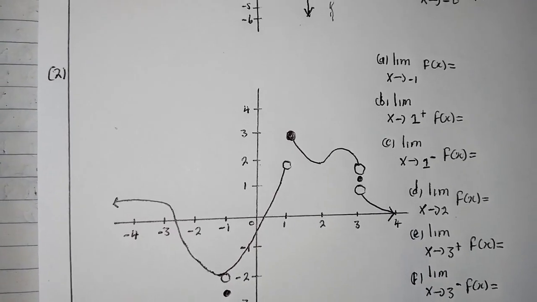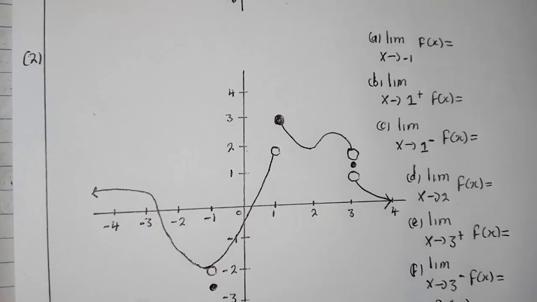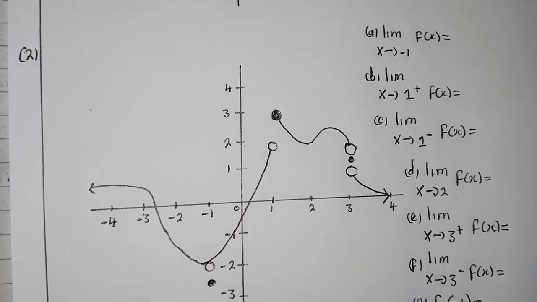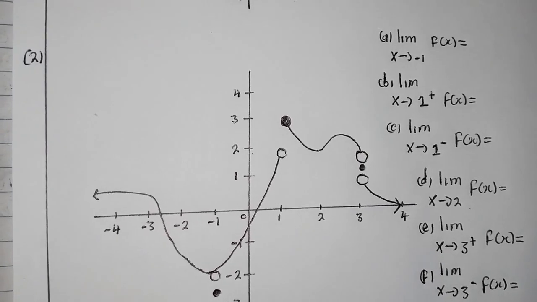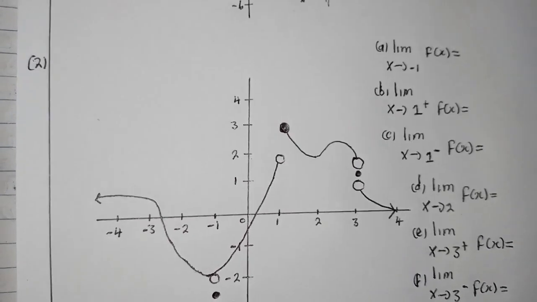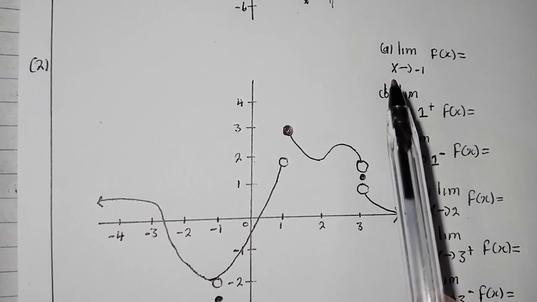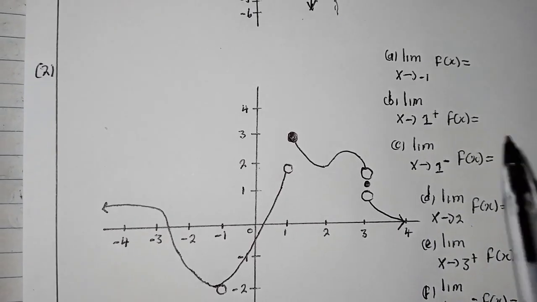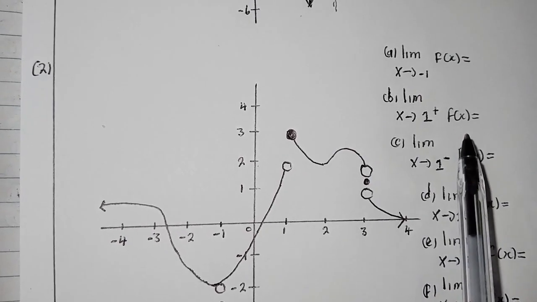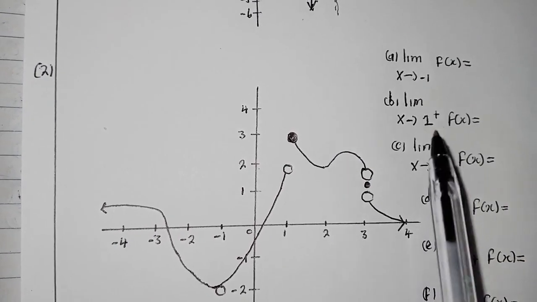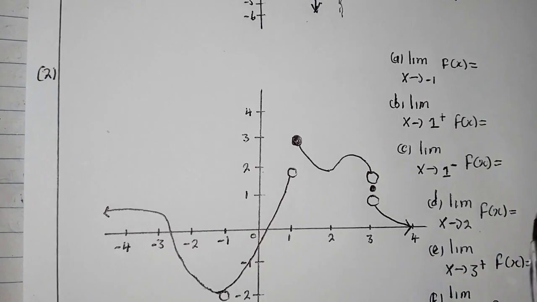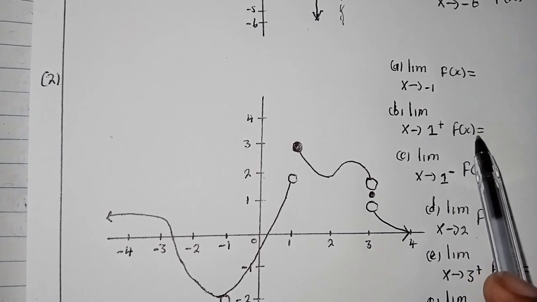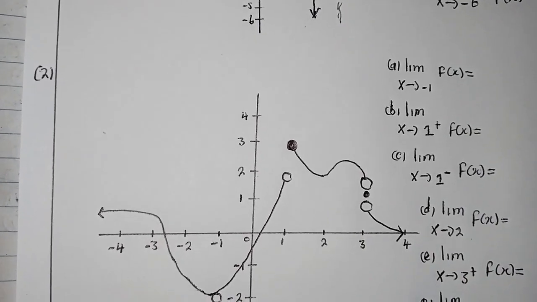Okay, so here we have been given another graph, and they want us to establish the limits from this graph. So in this case, they are saying we find the limit as x is approaching -1. So if we approach -1 on the x-axis, what value of y does this function f of x approach?